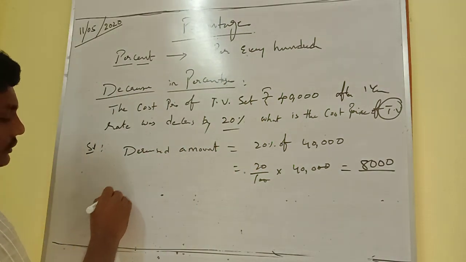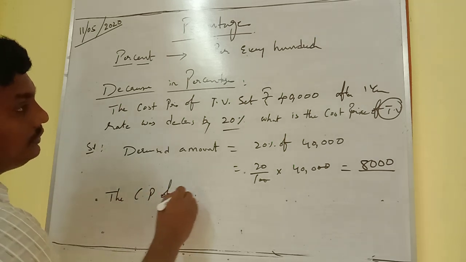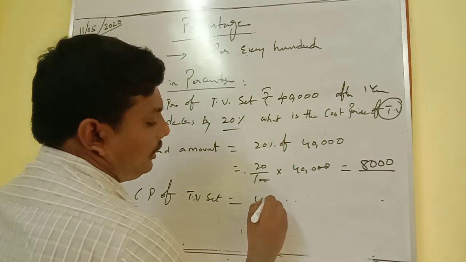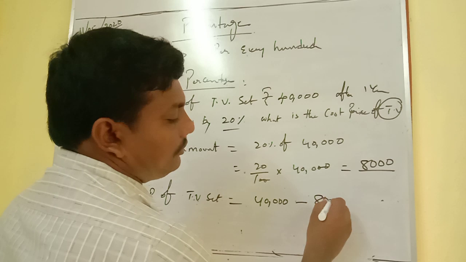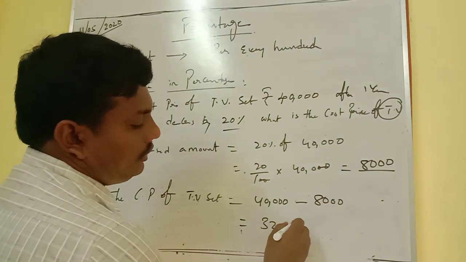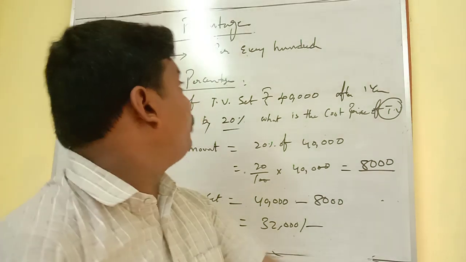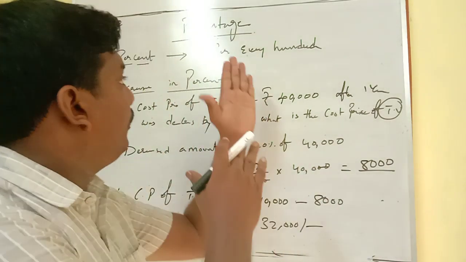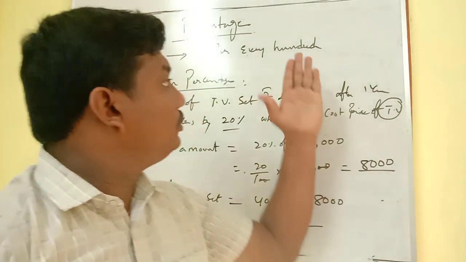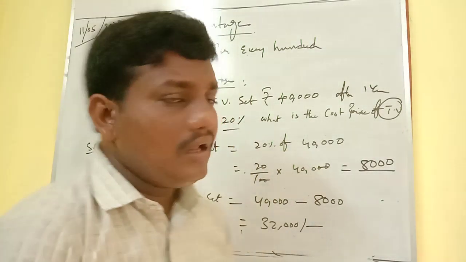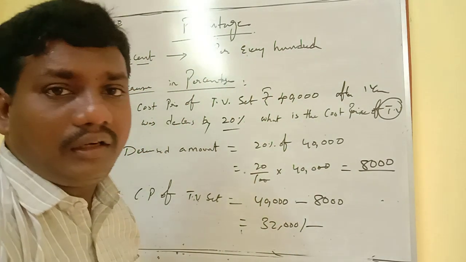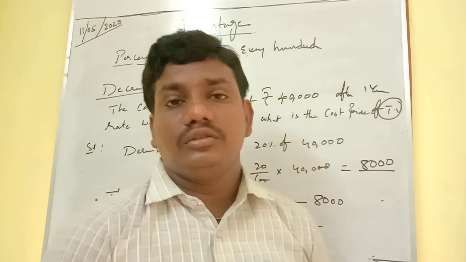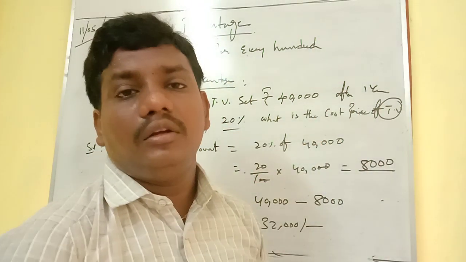Now the cost price of the TV set is 40,000 minus 8,000, since decrease means subtraction. So this is 32,000 rupees. Now we understand what percentage is: calculating a quantity per hundred, so the denominator is always 100. We also found the decreasing percentage and increasing percentage. You have to prepare your own questions and practice well. Thank you.